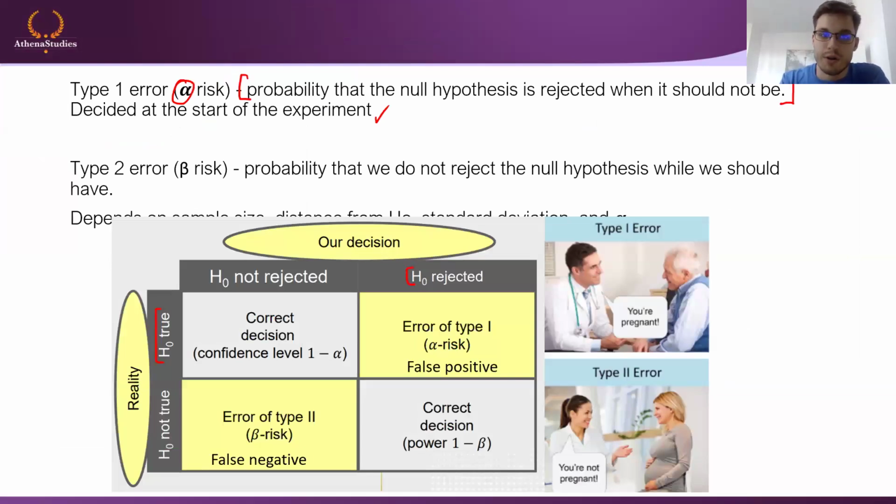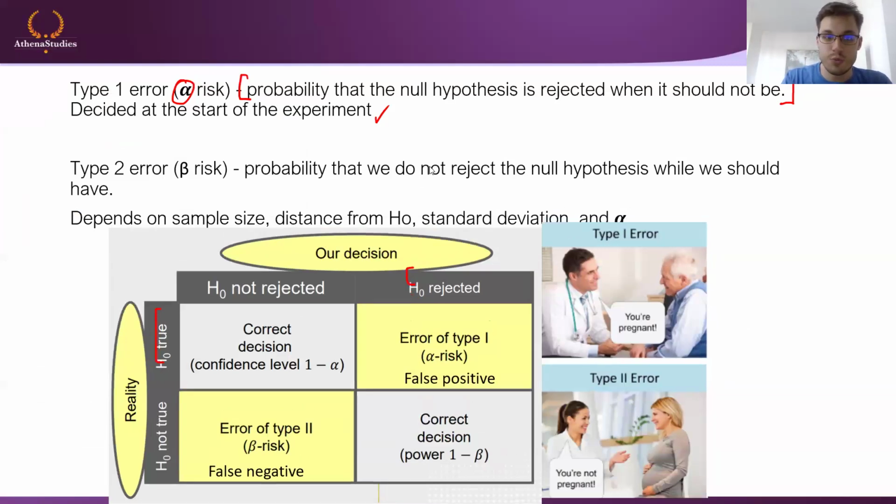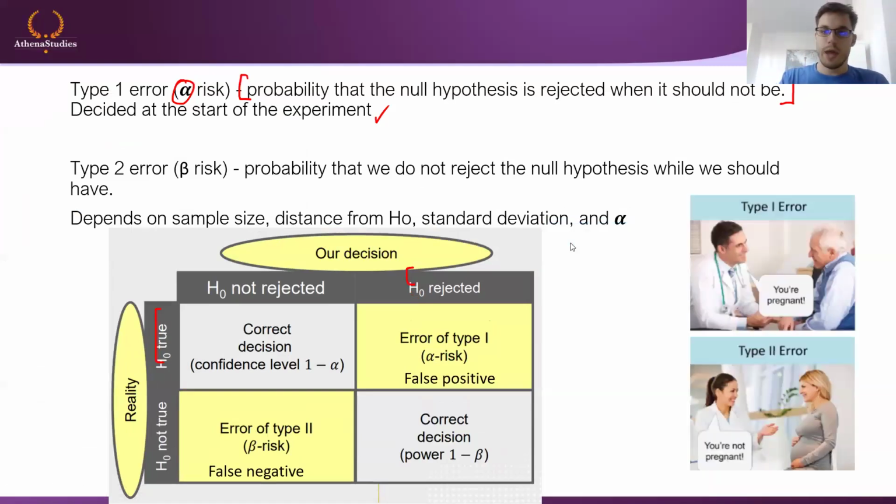Next up, we have type 2 errors, or beta risk. It's the exact opposite of a type 1 error: the probability that we do not reject the null hypothesis when we should have. You can see on this funny little picture that a type 1 error is when you tell a guy, you're pregnant, when he isn't actually pregnant. And a type 2 error is when you tell someone who's actually pregnant, oh, you're not pregnant.